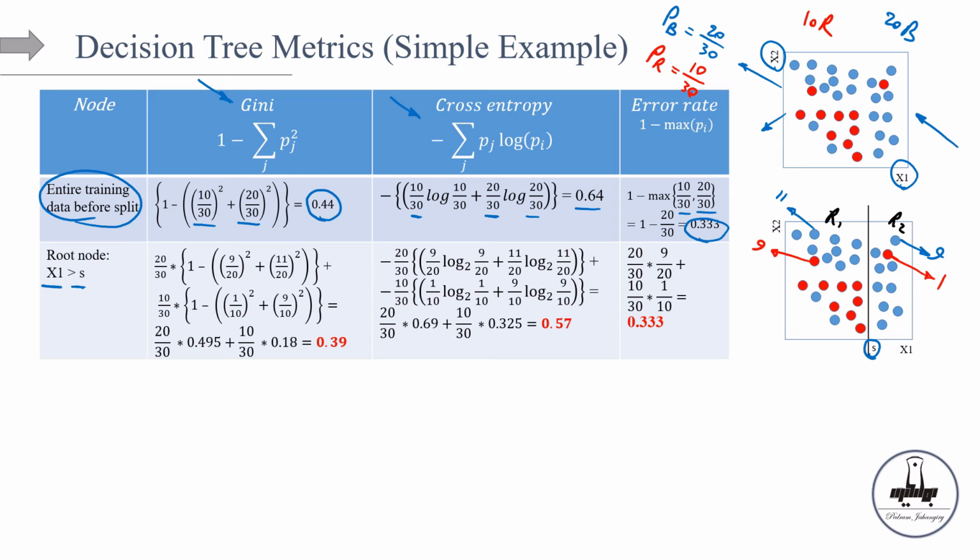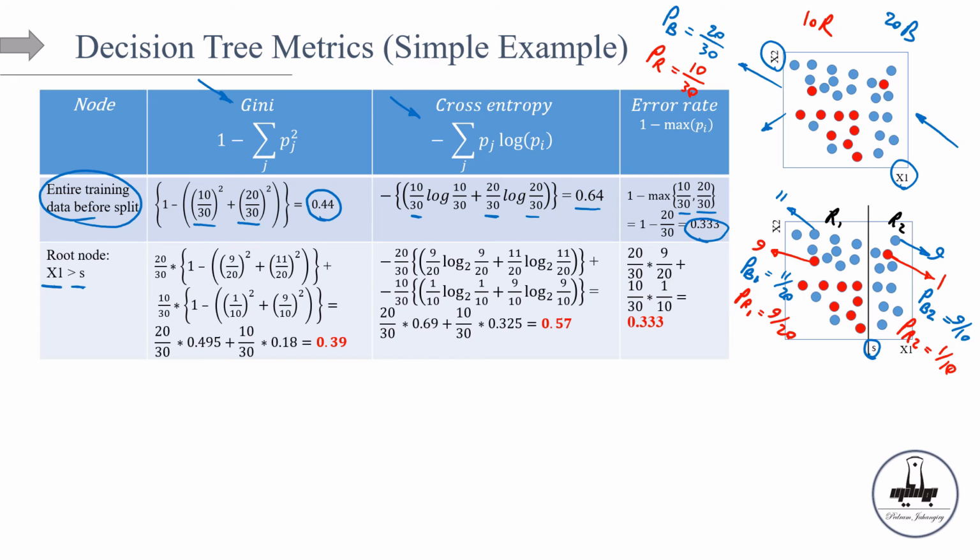Okay, so what are the probabilities? The probability of blue in region 1, P hat of MK, is going to be 11 by 20, and the probability of red in region 1 is going to be equal to 9 over 20. On the right hand side, the probability of blue in region 2 is going to be 9/10, and the probability of red in region 2 is going to be 1/10. Now with these four numbers, we're going to calculate the Gini, entropy, and error rate.